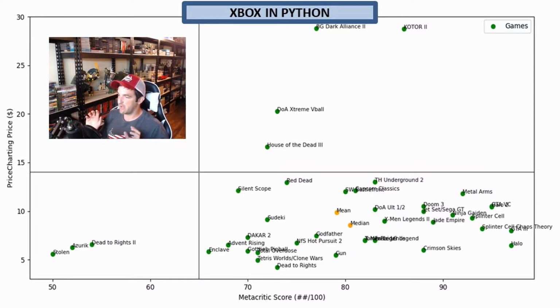I know Metacritic and PriceCharting.com are not perfect. They are aggregators, they fluctuate all the time, they don't represent my opinions, but they are consistent and self-contained, so they're perfect for this.